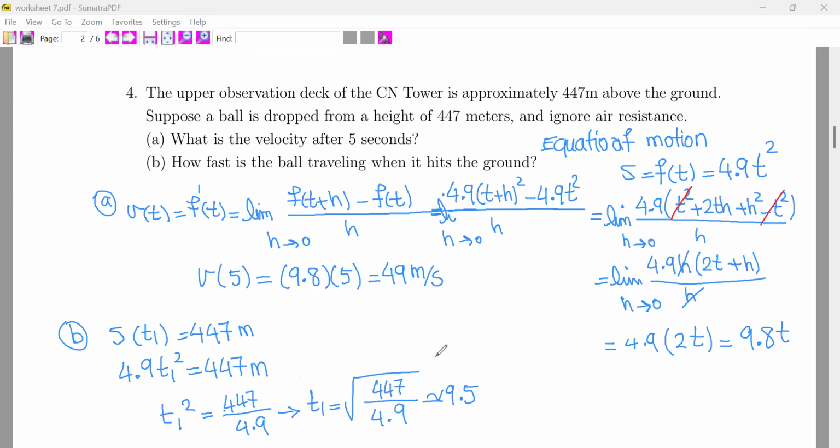The velocity of the ball as it hits the ground is v at the point that we have found here, t sub 1, which will be 9.8 multiplied by this square root here. We talked about not rounding 2 times. And this is approximately 93.60 meters per second.